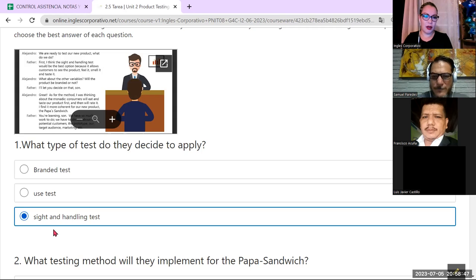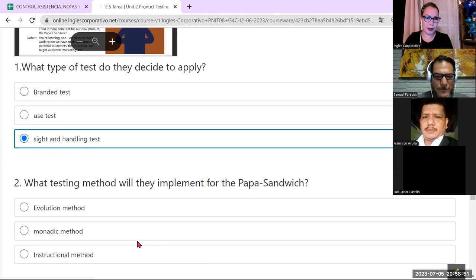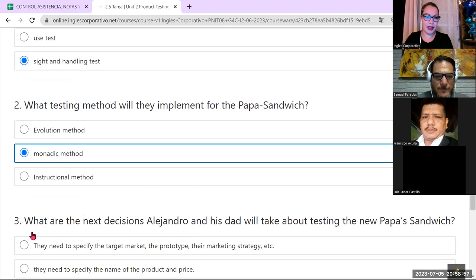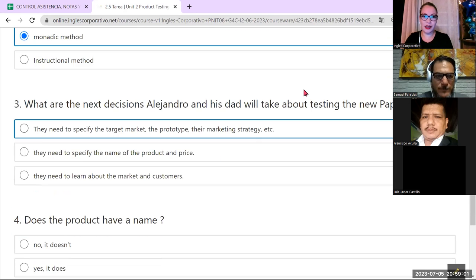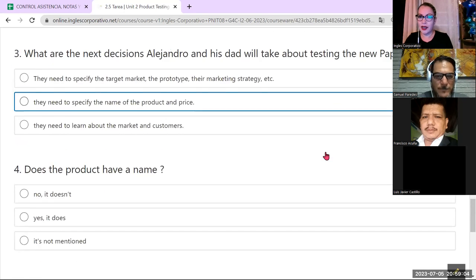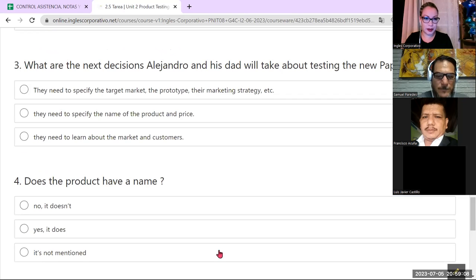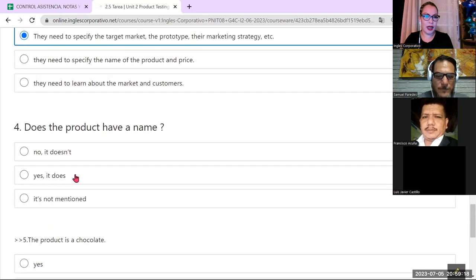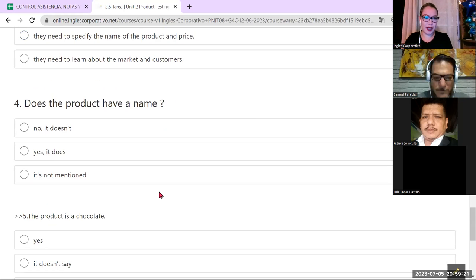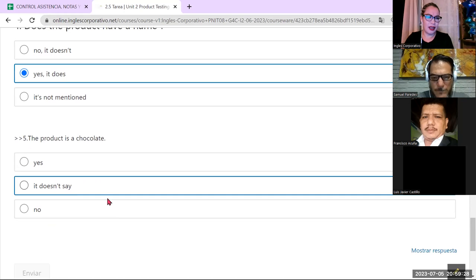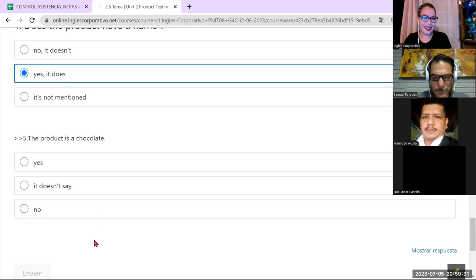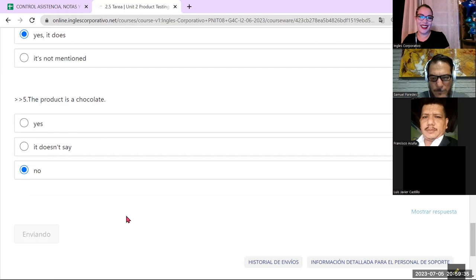Sight and handling test. What testing method would they implement for the papa sandwich? Monadic method. Okay. And what are the next decisions Alejandro and his dad will take care about testing the new papa sandwich? The tiger mic, the prototype, the marketing strategy. Okay. Does the product have a name? Yes, it does. The product is a chocolate? No.